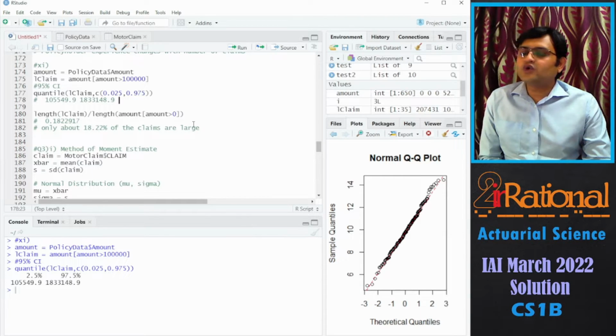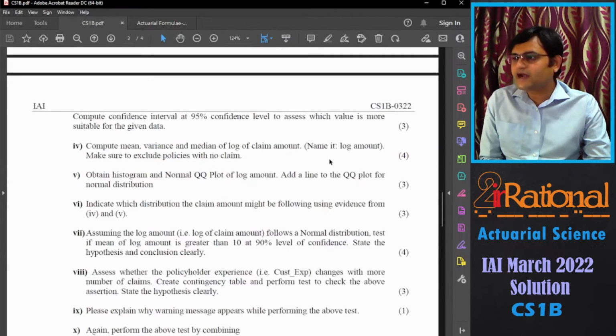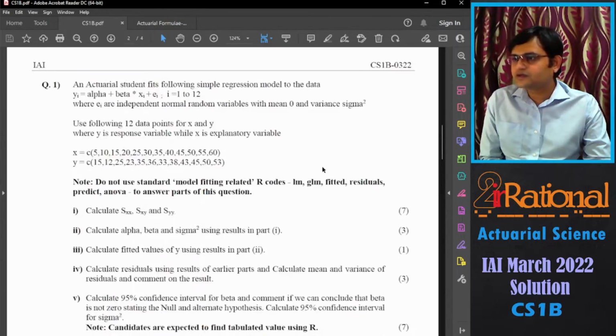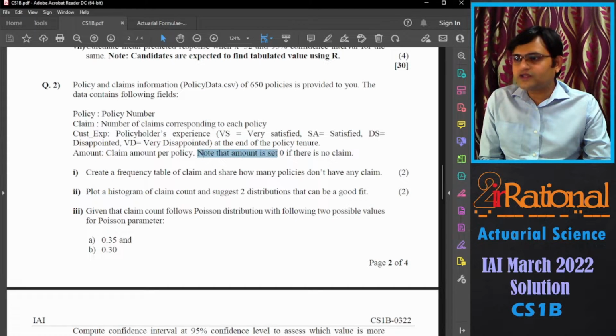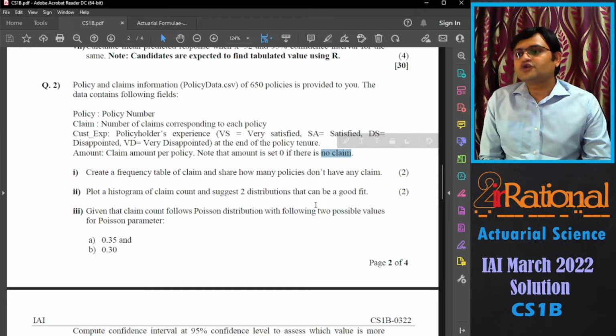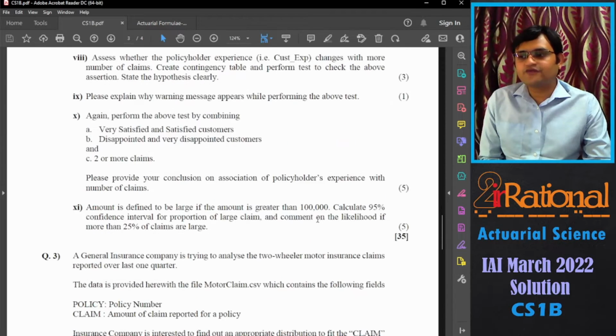Now they wanted to know what is the percentage or likelihood of our large claims out of the total claims. Now first of all, they have defined this at the beginning, where is question number 2? Here, note that the amount is set to 0 if there is no claim. So we do not want those values where we have no claim. We want where we do have claims. We are going to ignore the values with amount 0.